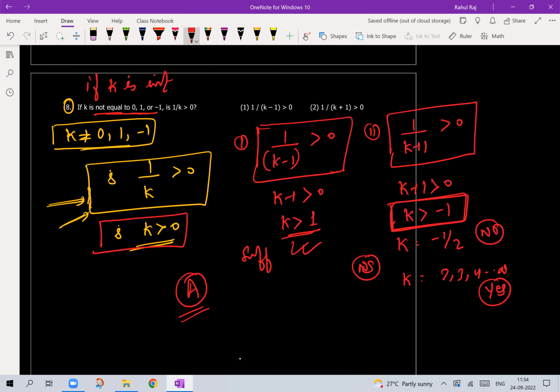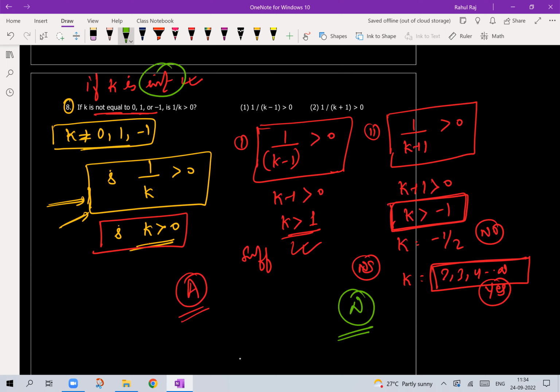So if k is greater than negative 1, the next value k will start taking is from 2, 3, 4, if it is given in the question that k is an integer. So in that case, answer would be D. Please tell me if there is any problem, anyone. According to the question as given to you, answer is A.